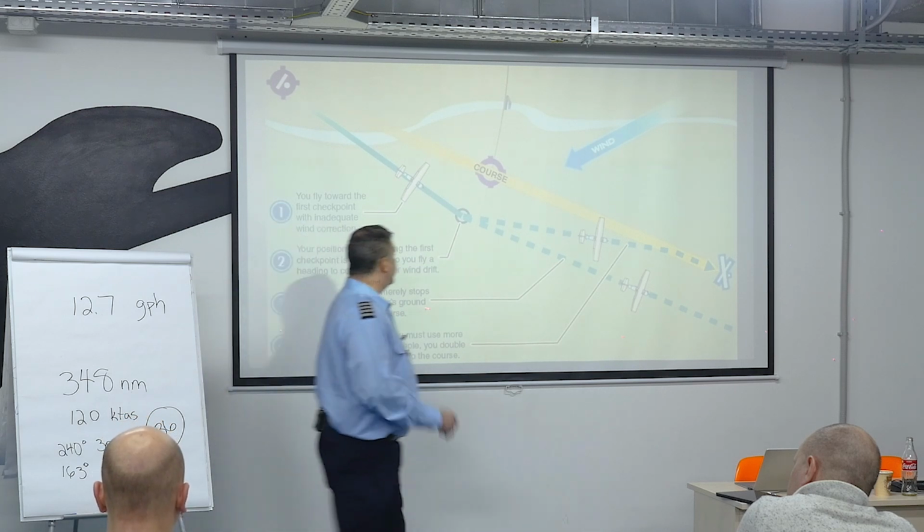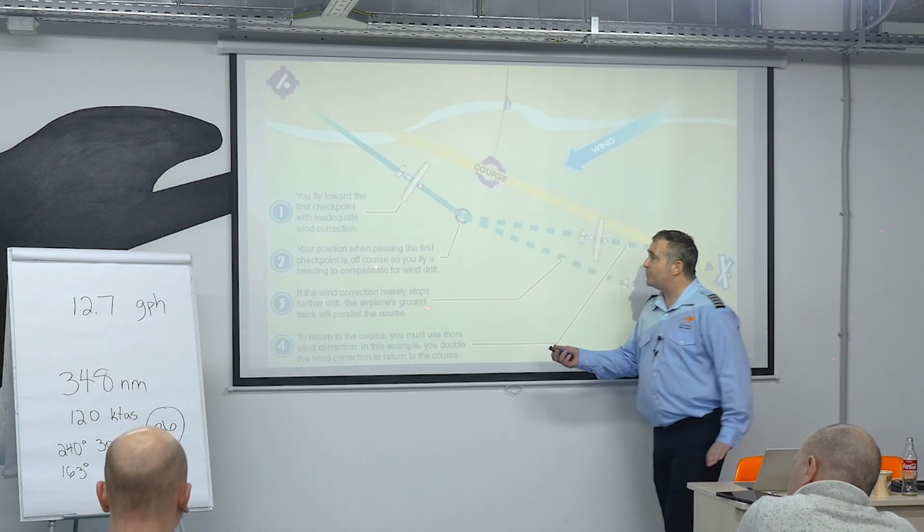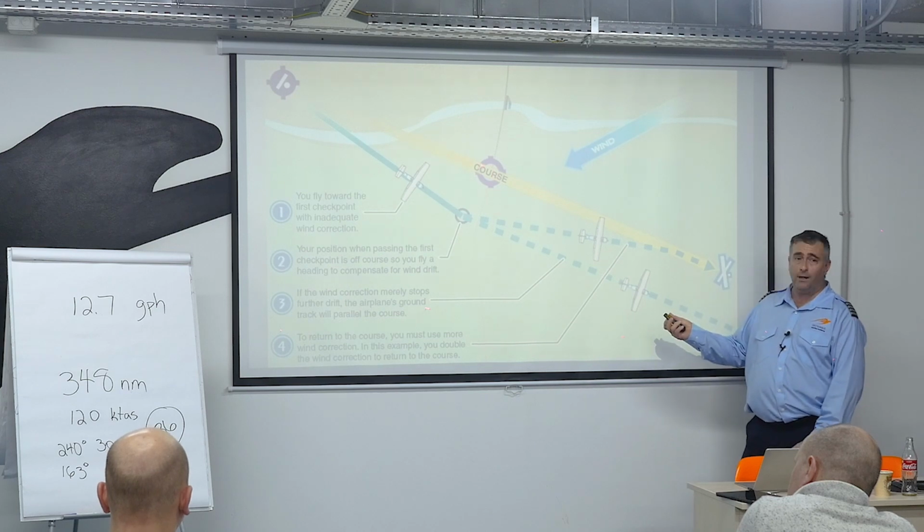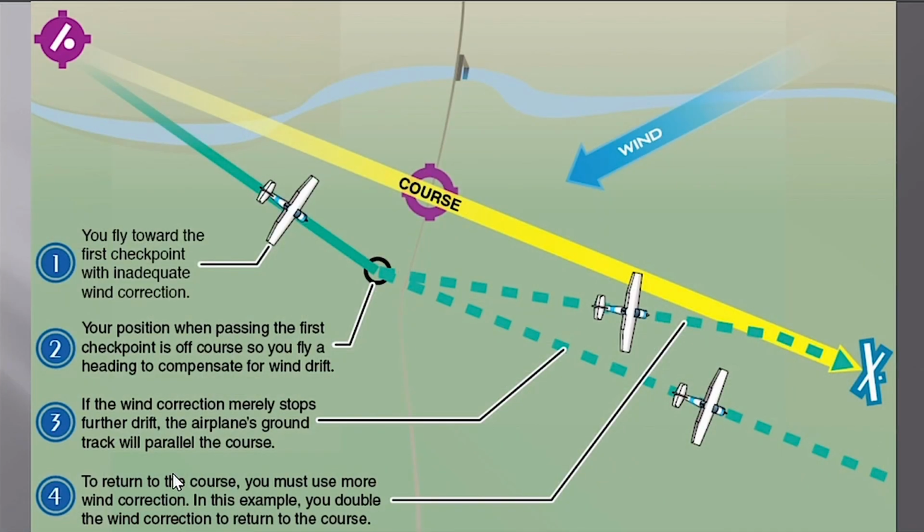All right, your position when passing the first checkpoint is off course. You know that. This is where I should be. Now I'm passing the course, and looks like I need to compensate a little more for the wind. This is the procedure that you'll use to compensate for the wind. If the wind correction merely stops further drift, so I've changed my wind correction just a little bit, I've applied more. The airplane's ground track will just parallel the course.